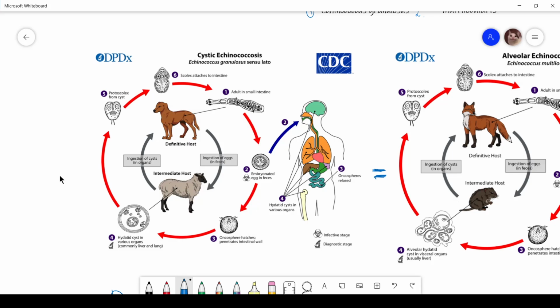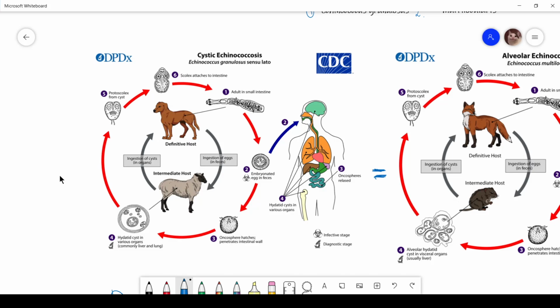The definitive host becomes infected by ingesting the cyst-containing organs of the infected intermediate host. After ingestion, the protoscoleces evaginate, attach to the intestinal mucosa and develop into the adult stage in 32 to 80 days.